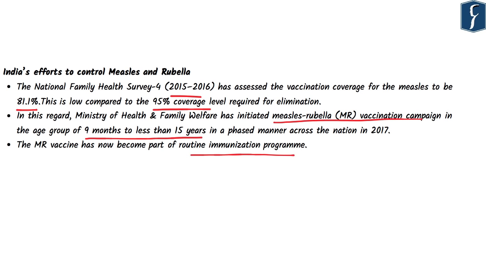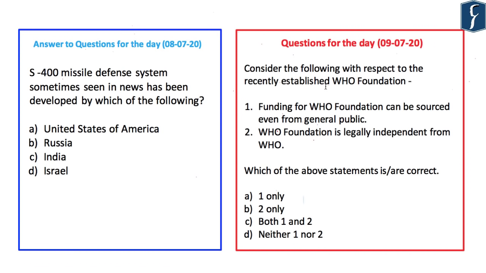Let's take up the question for the day. Yesterday's question was: S-400 missile defense system, sometimes in news, has been developed by which of the following? It has been developed by Russia, and this has been very prominently in news. Today's question is, consider the following with respect to the recently established WHO Foundation. Statement 1. Funding for WHO Foundation can be sourced even from the general public. Statement 2. WHO Foundation is legally independent from WHO. Which of the above statements are correct? 1 only, 2 only, both 1 and 2, neither 1 nor 2.